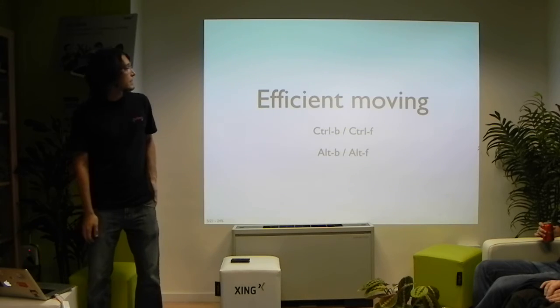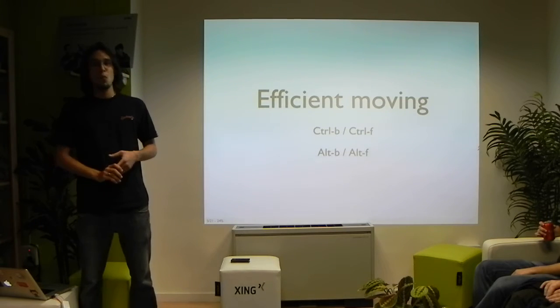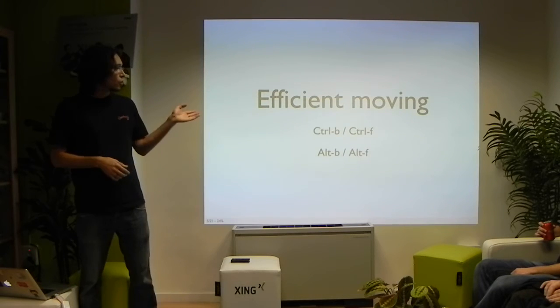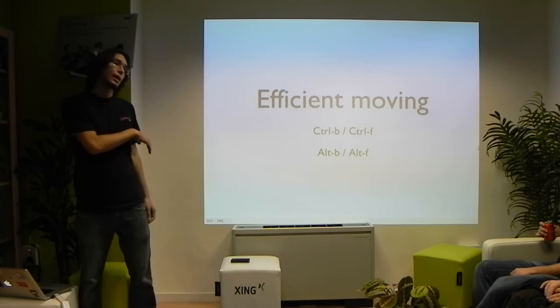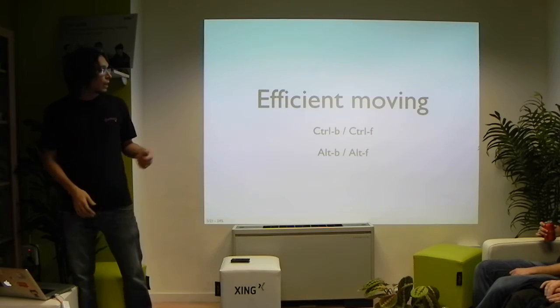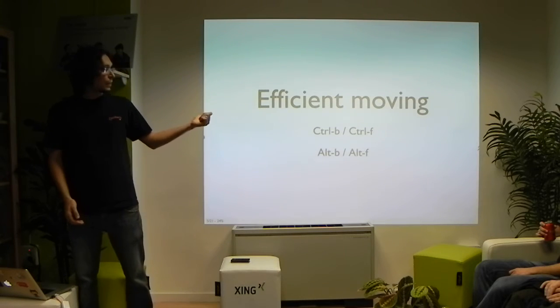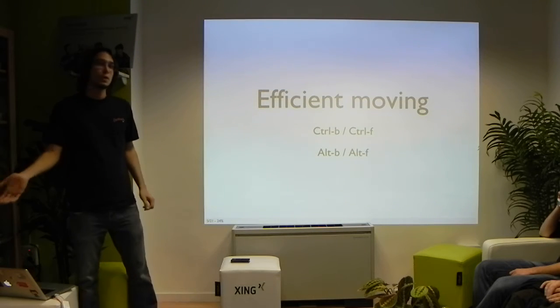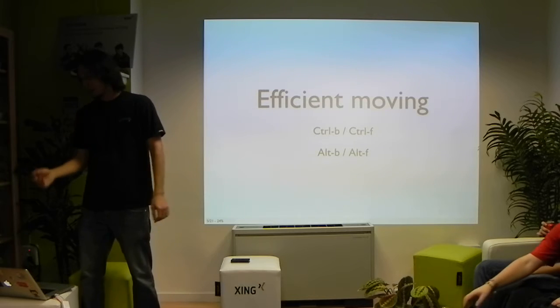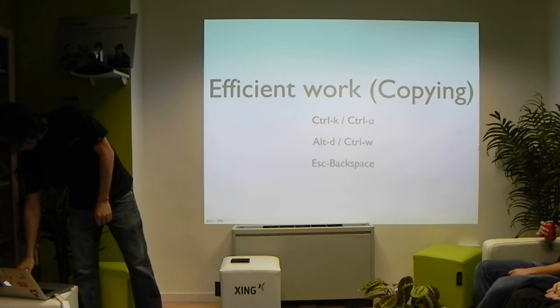Then we have these commands for moving between the words. Ctrl-B and Ctrl-F are for backwards and forwards. Then you move one character back, one character forward, and Alt-B and Alt-F are for moving by words. So you will move one complete word backward and one complete word forward.